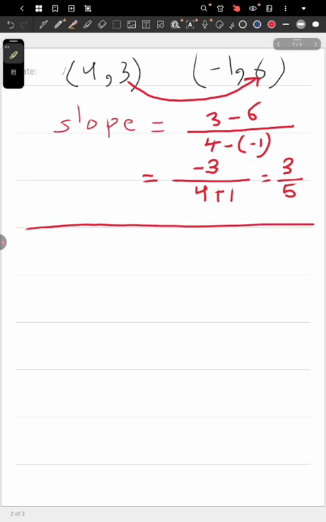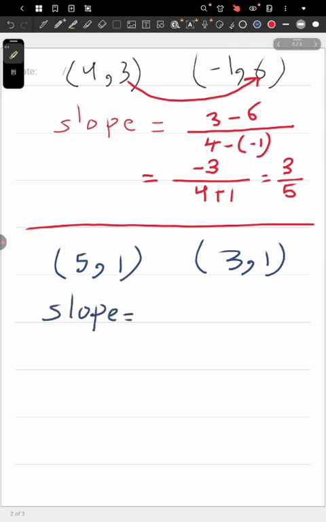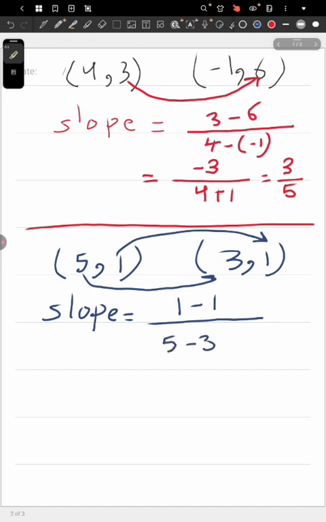Another 2 points. 5 and 1 and 3 and 1. Slope in here, same as the first example. 1 minus 1, and 5 minus 3. 5 minus 3 equals 2, and 0 over 2 is 0.